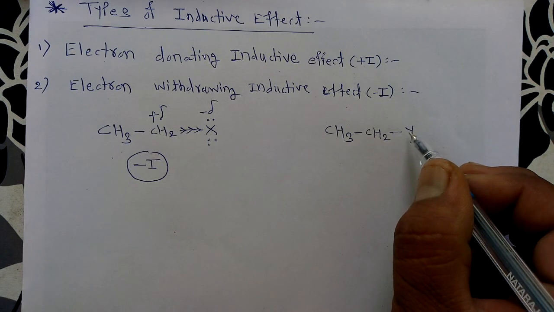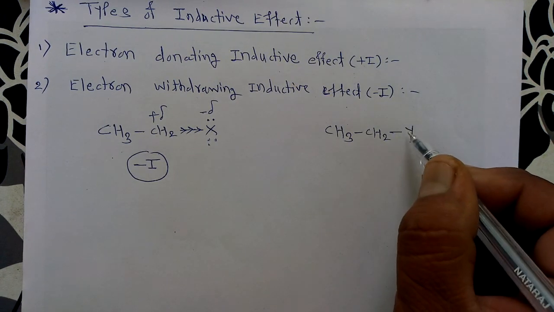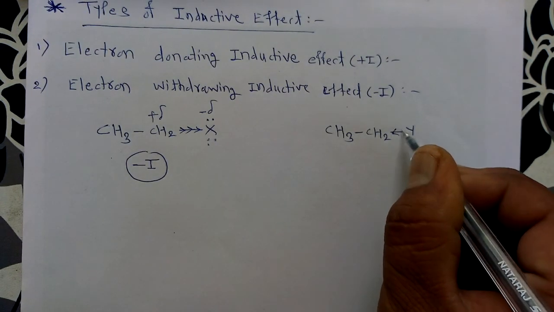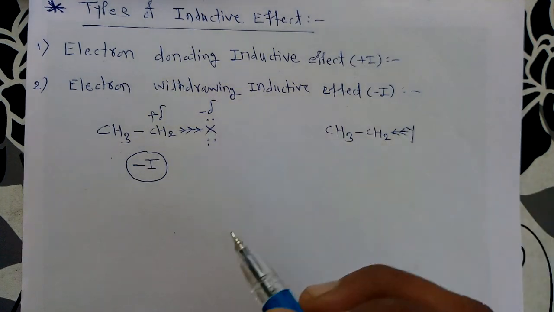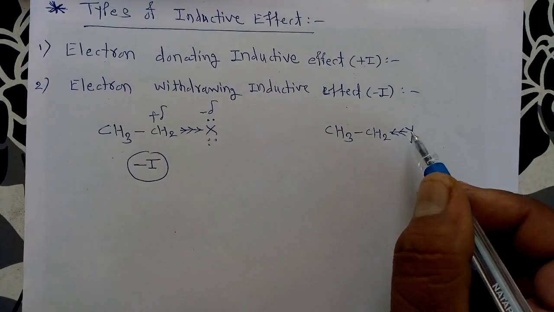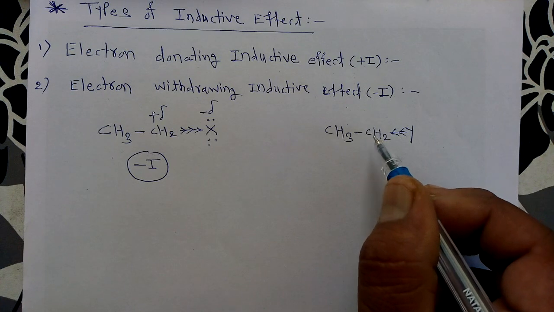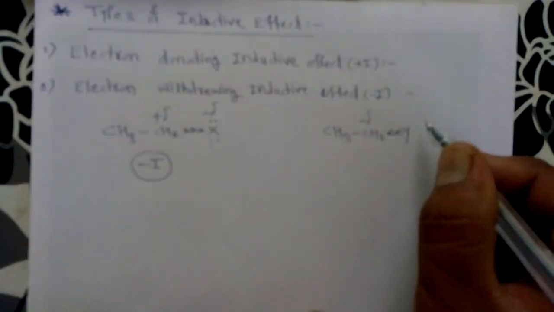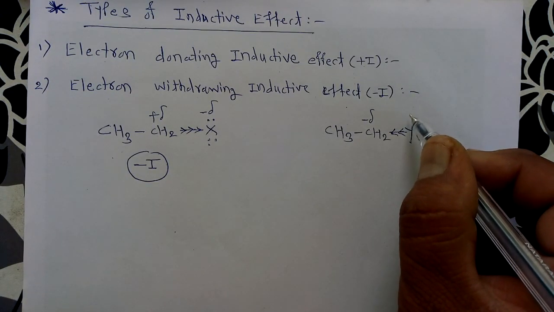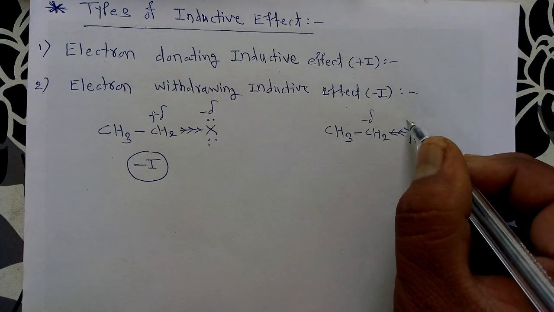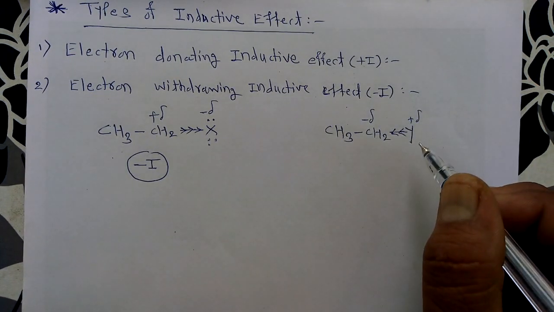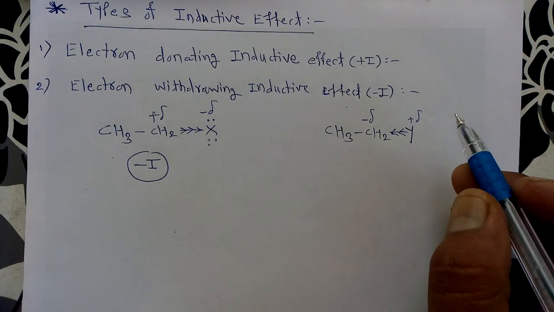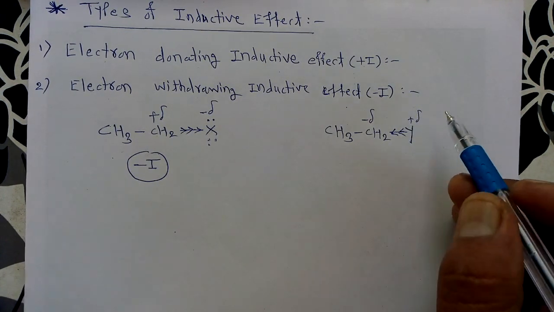Suppose we consider this second example. Suppose this Y has a tendency, instead of withdrawing, to donate the electron density. Then it donates its electron density towards this particular carbon, and that's why there is a formation of partial negative charge on this carbon and partial positive charge on this particular Y. This is for our convenience, for explaining the type of this particular inductive effect.